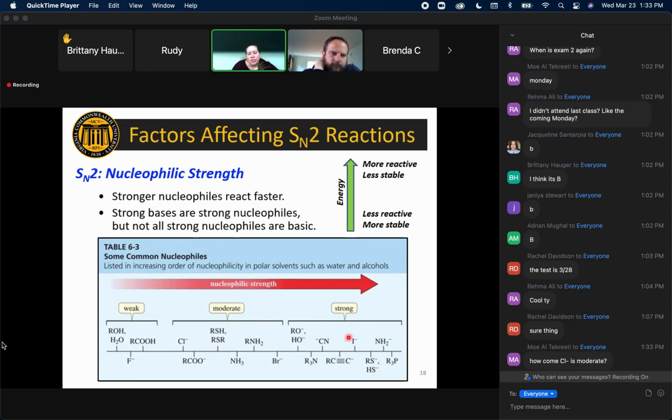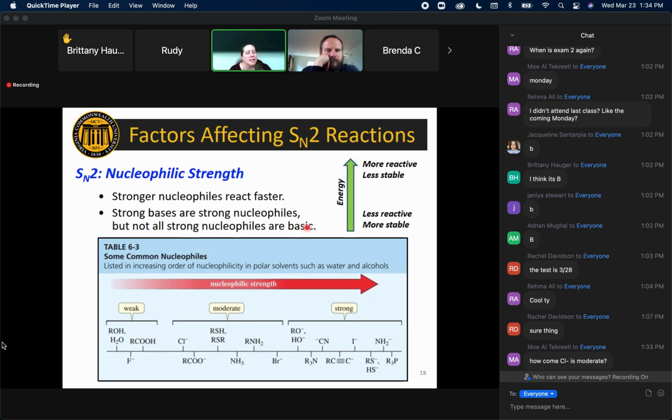The other thing that I want to point out here is that I minus gives us a great example of a compound that is a strong nucleophile, but a terrible base, right? So you guys know that HI is a strong acid. If HI is a strong acid, then I minus should be a weak base, and it is indeed. So I minus is a weak base, but because of its large size and its polarizability, I minus is a strong nucleophile. So that's an example of a case where not all strong nucleophiles are basic.